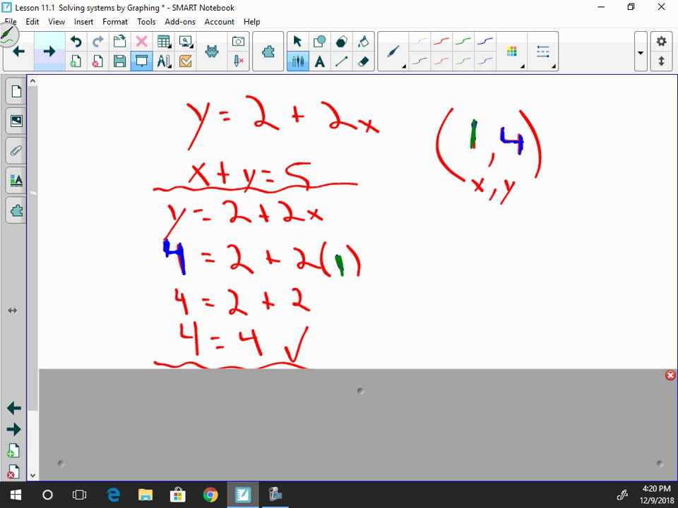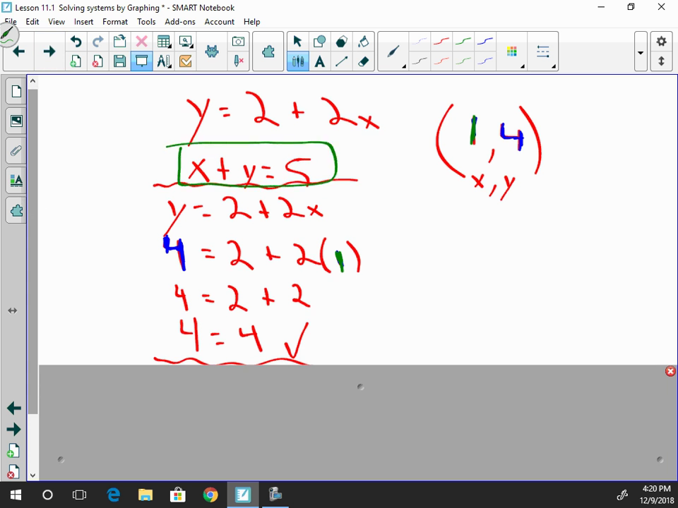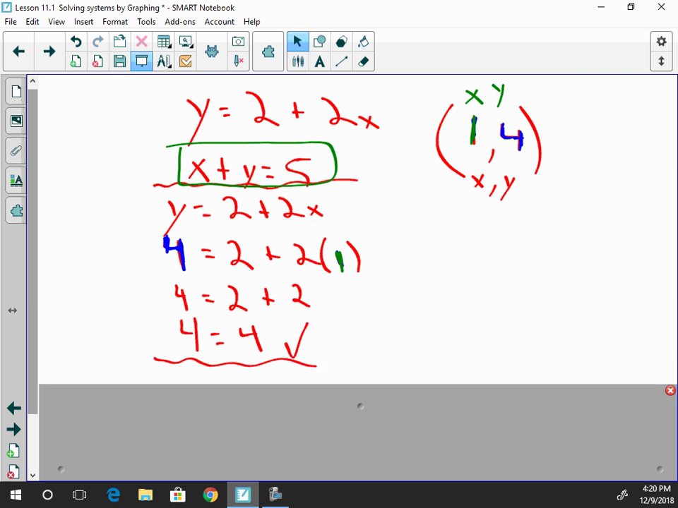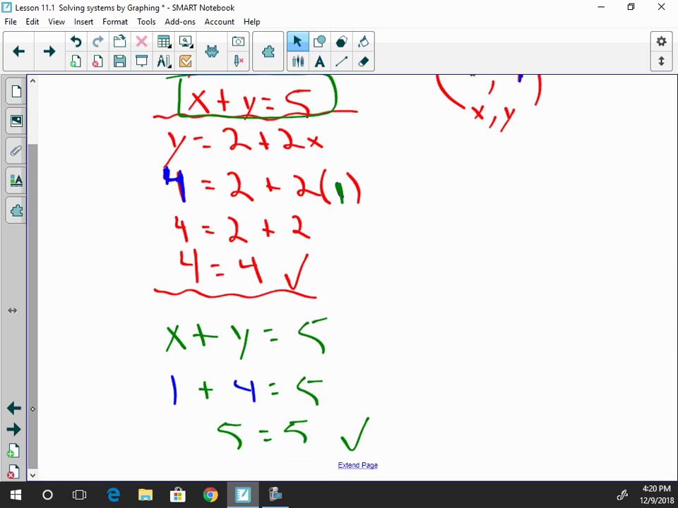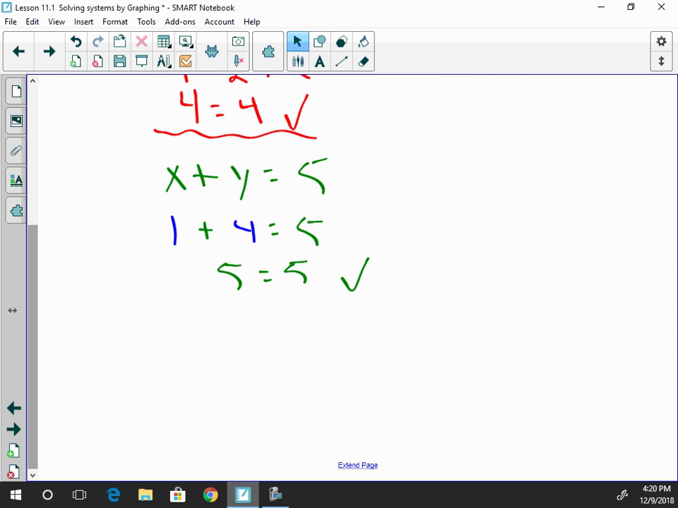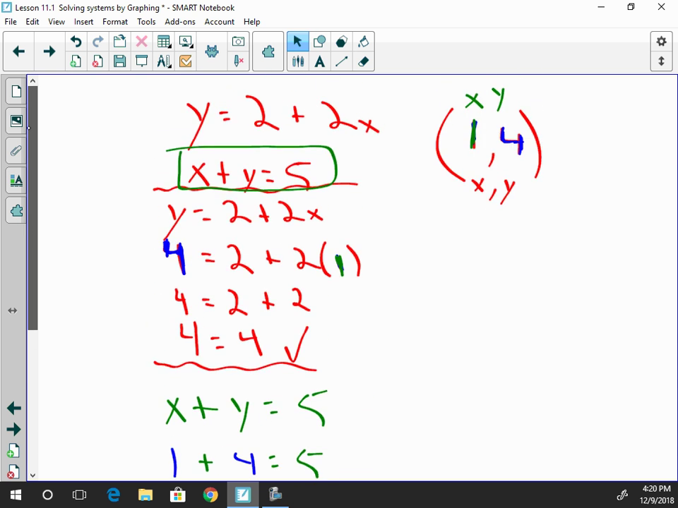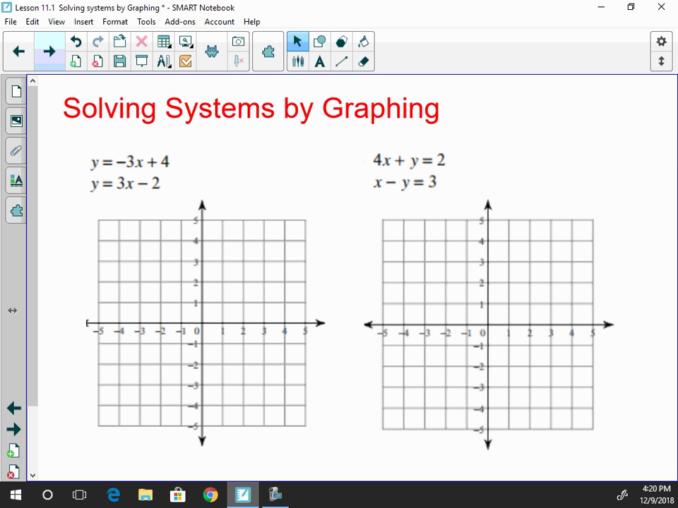And then I have to try the other equation. I'd have to plug it in here. Well, that we can do mentally, right? This is x, that's y. If I substitute both in, I end up with basically 1 plus 4 equals 5, and 5 equals 5, so it works out. So we can verify algebraically, and we can verify on the graph. You will be asked to do both on your independent practice.